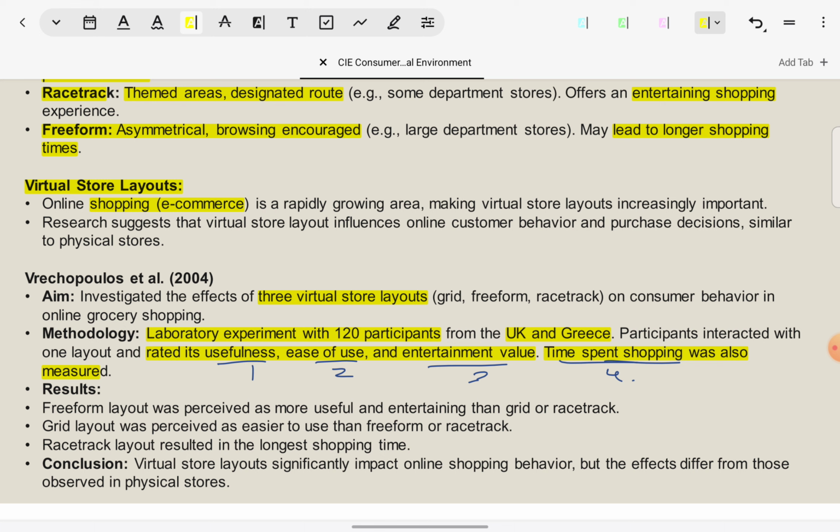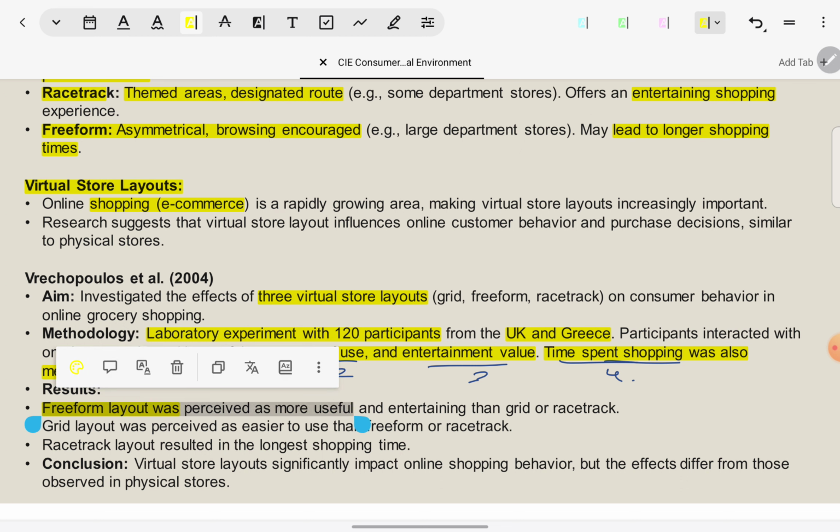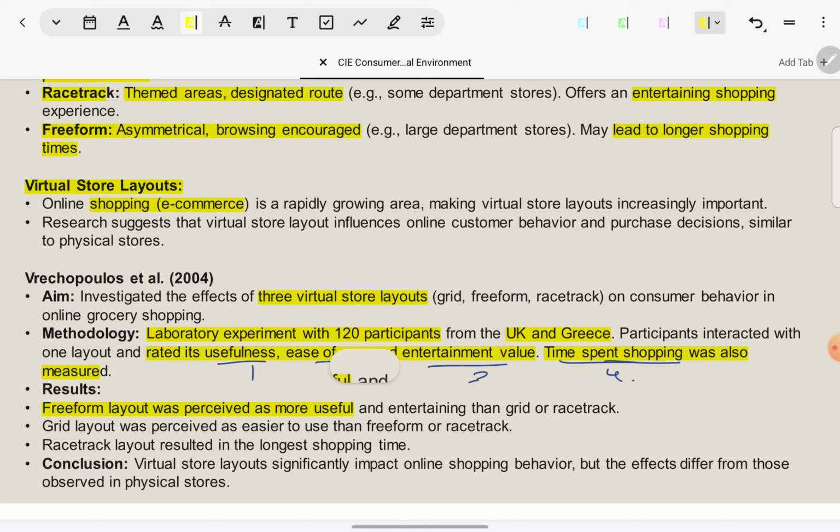Results showed that unlike in a physical store, when it came to virtual store, freeform layout was taken to be very useful rather than grid layout. It was also taken to be entertaining rather than the racetrack layout, which is found to be entertaining physically. Grid layout was taken to be easier to use virtually compared to a freeform layout, which is found to be easier to use physically. And finally, racetrack layout caused people to spend a lot of shopping time, perhaps because they couldn't reach their destinations easily. And there was no particular rating on, like a high rating on its entertainment value virtually, as we would expect from responses that it gets physically.